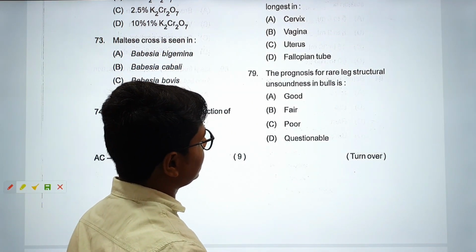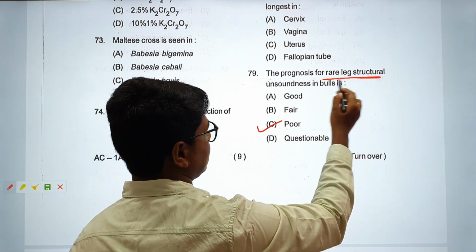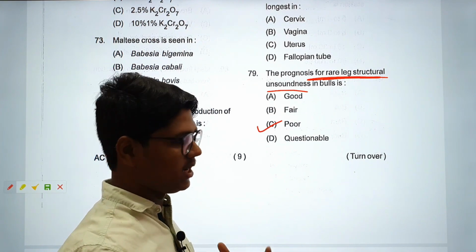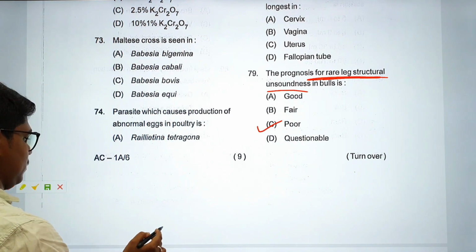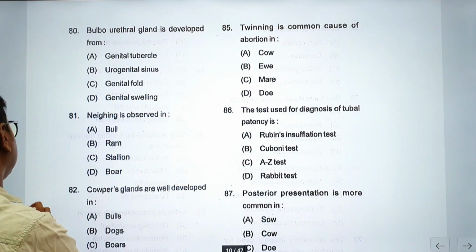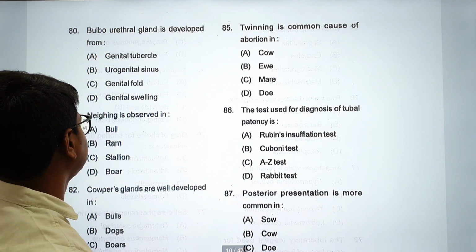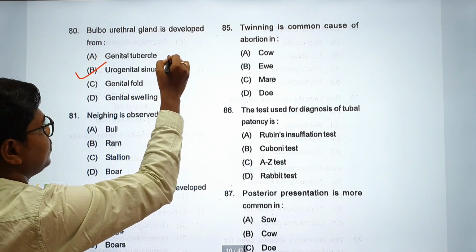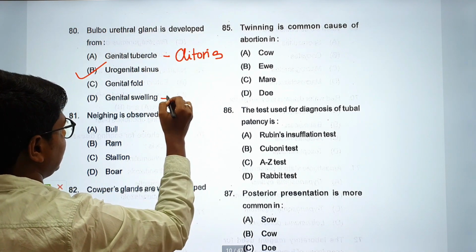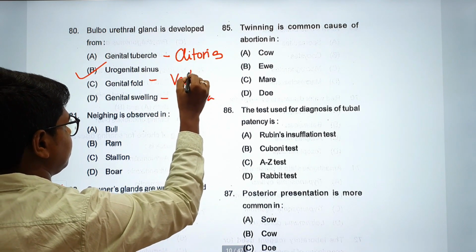The prognosis of rear leg structural unsoundness is poor. Okay, once there is leg structural unsoundness, it will be very difficult to mount over another bull. Homosexual behavior is common in bulls, in bull farms. Bulbourethral gland is developed from urogenital sinus. Okay, from tubercle you will find clitoris, from swelling the vulva, from fold vestibule.